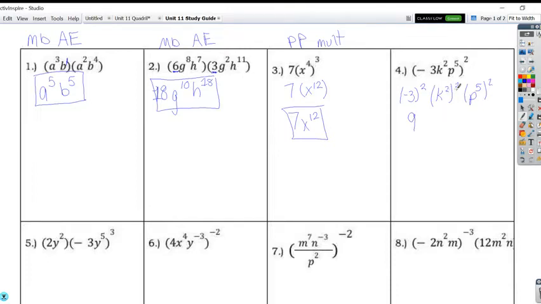And now this rule that we're going to use is the same as what we just did on that last one. When you've got your powers to powers, we're going to multiply. So k to the 2, multiply that 2 times 2, we're getting a 4. And for our p, I've got a 5 raised to the 2. 5 times 2 puts me at a new exponent of 10. There we are.